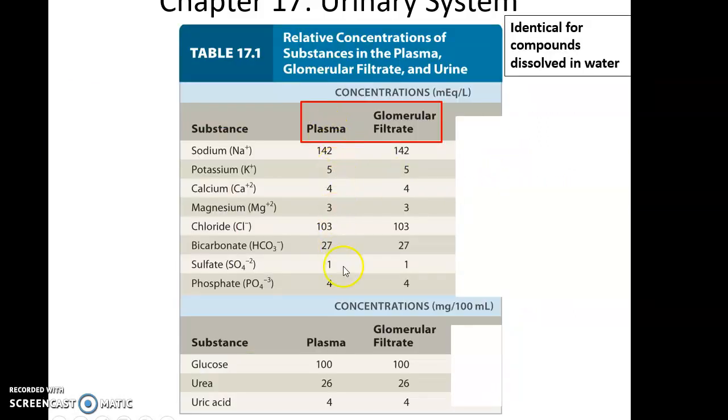So if we look at the composition of blood plasma in terms of small things like electrolytes and other substances like glucose and urea and uric acid, we see that the composition of plasma and composition of the glomerular filtrate are basically the same, which makes sense. We're just moving fluids from the plasma into the glomerular capsule. But obviously, the filtrate in the glomerular capsule won't have the bigger things like plasma proteins.